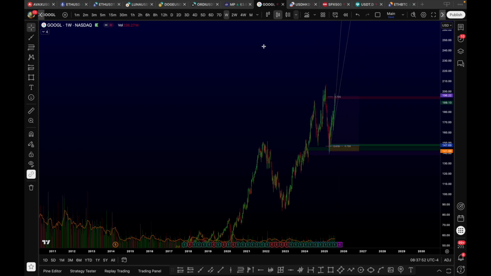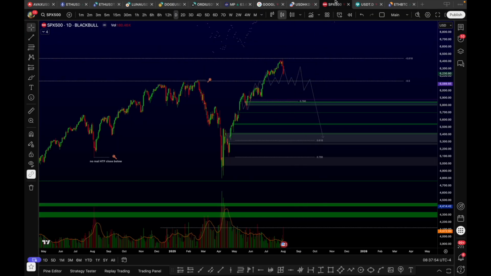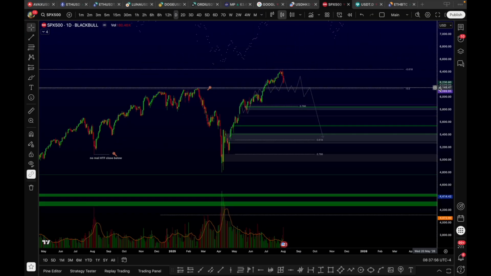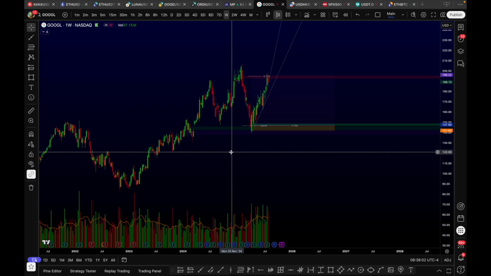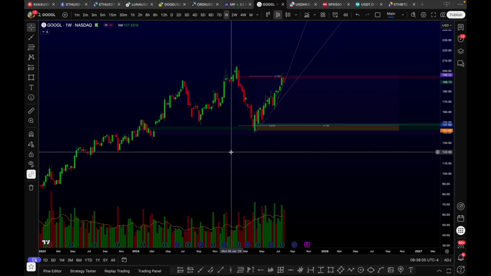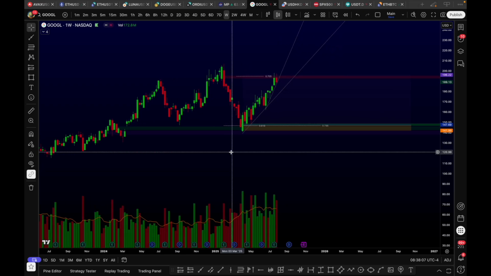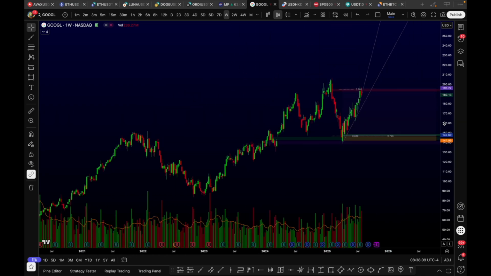But if this continues higher and the SPX just keeps on ranging or even going higher and invalidates my arrow completely, it's definitely nice to have Google in the portfolio, because I would argue Google is a nice company to have. And they're also pretty advanced in AI stuff.